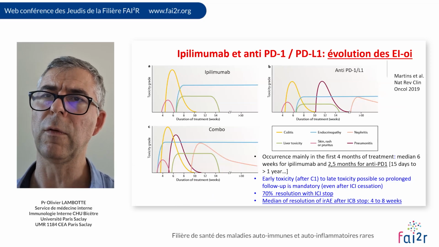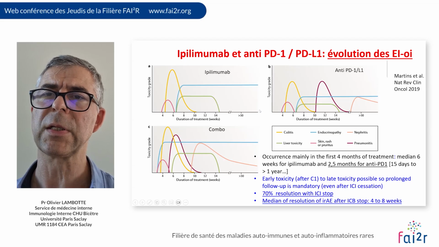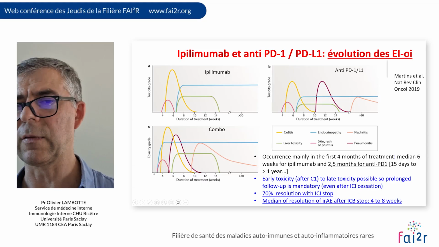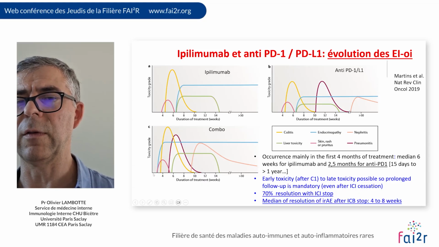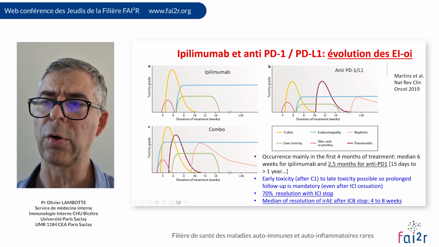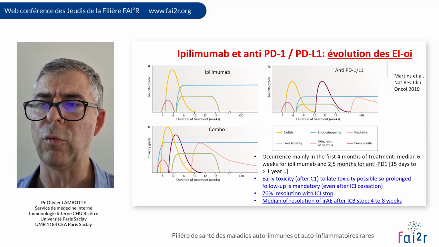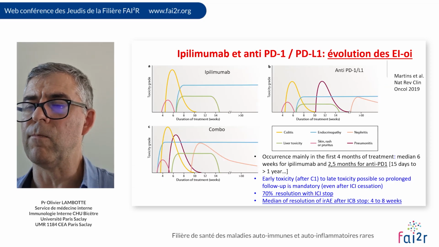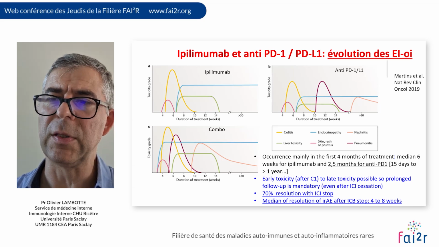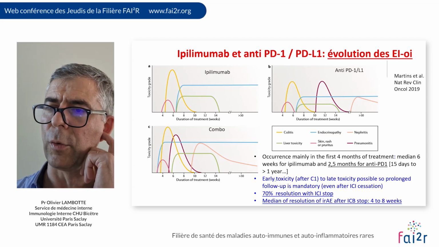An important point: the delay of occurrence of these toxicities. Look here at the combo. You have the start of the immunotherapy at the beginning of the axis. Clearly, these toxicities occur within the first 4 months of treatment for ipilimumab and about 2.5 months for anti-PD-1. So it's not immediate. You have here the median of appearance.